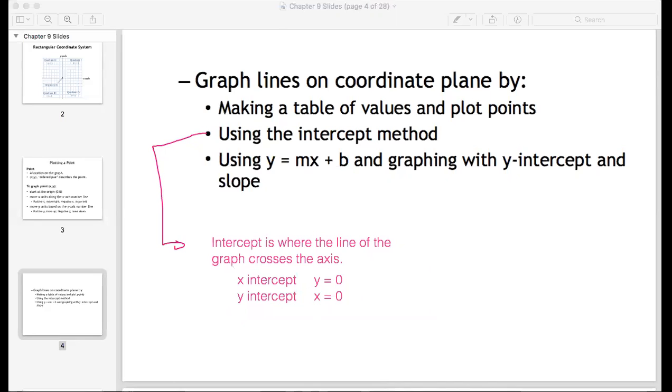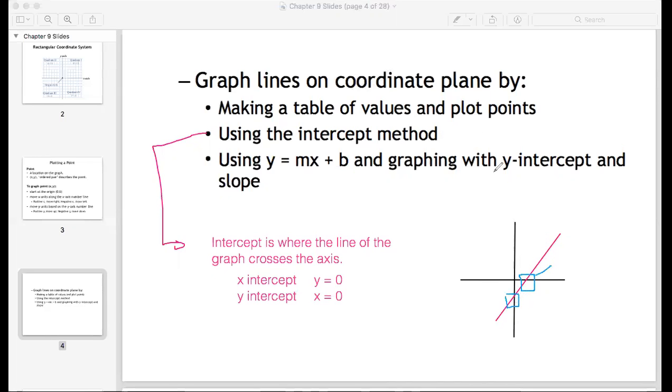Okay, so our intercepts. So that would be if I had a coordinate grid, and it looks like this. So we have our y-axis, and we have our x-axis. And then if I am talking about the intercepts, if I have a graph that looks like this, what I'm looking for is where does it cross. So this is the x-intercept where the line's crossing the x-axis, and this is the y-intercept where the line's crossing the y-axis.